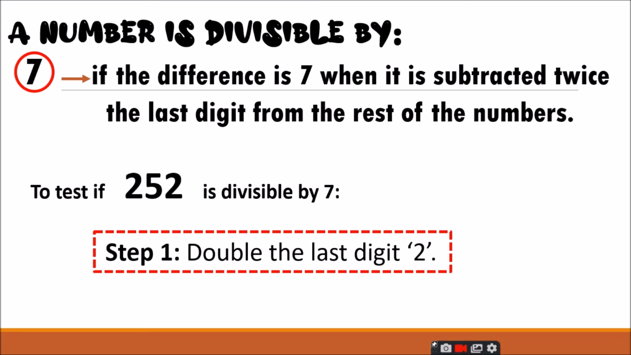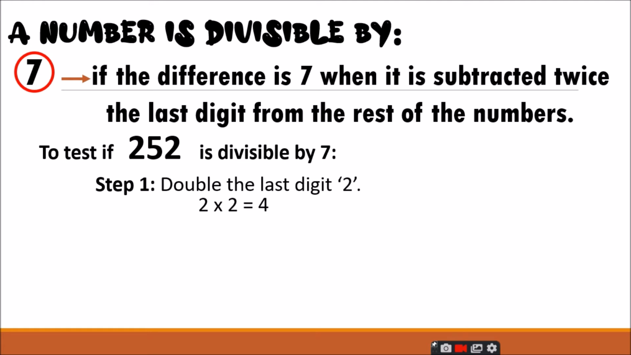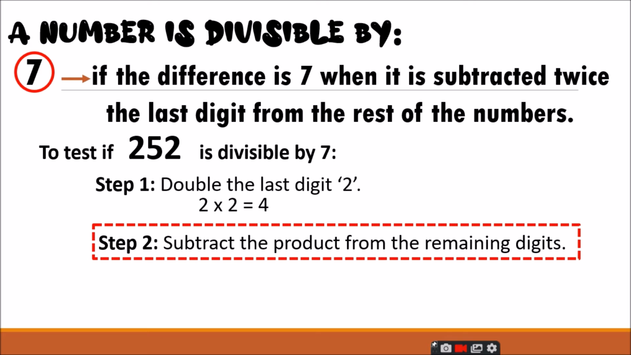What is the last digit of this number? It is 2. So double means to say 2 times 2 is equal to 4. Next step is subtract the product from the remaining digits. So what is the remaining digit? It is 25. Subtract it to the product, which is 4, is equal to 21.